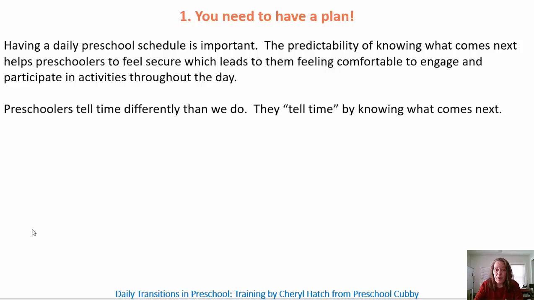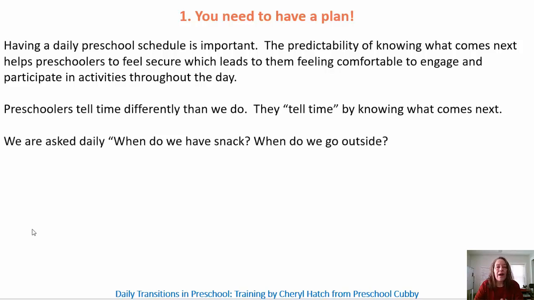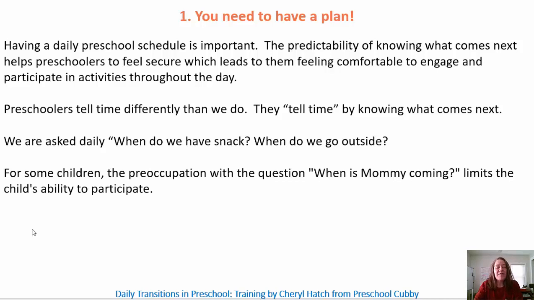And they tell time differently than we do. They tell time by knowing what comes next. We are asked daily by our preschoolers, "When is snack time? When are we going outside? Is it time to go outside yet?" For some children, there's a preoccupation with questions like, "When is mommy coming? When is grandma picking me up?" They're obsessed with that.